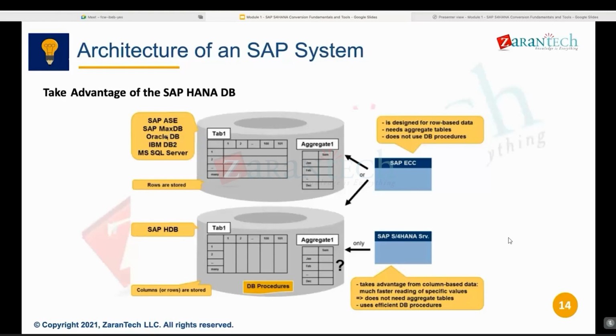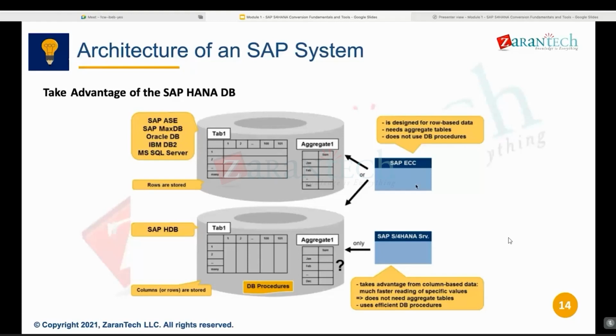SAP ASC, SAP MaxDB, Oracle DB, IBM DB2, these are the databases I think we discussed. These are the traditional databases which were there in the market. Okay, so it's all row stores that I've explained to you. So here, row storage databases.